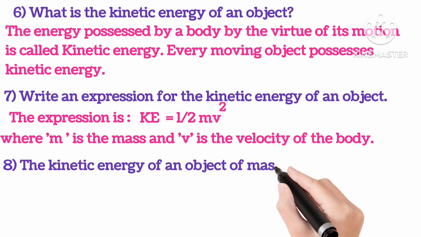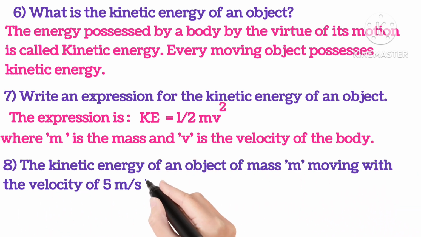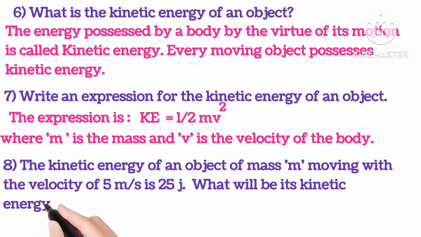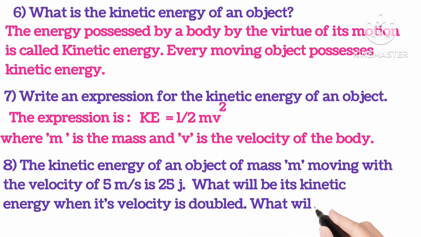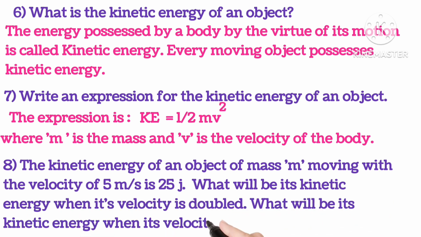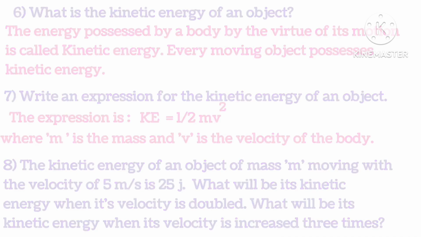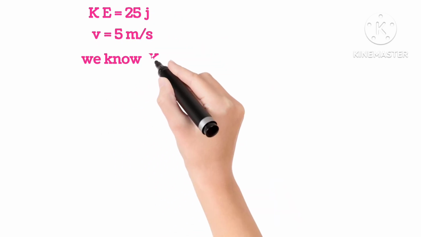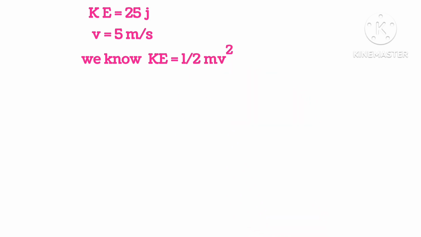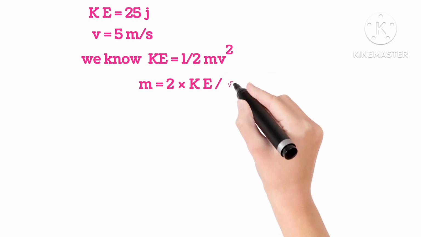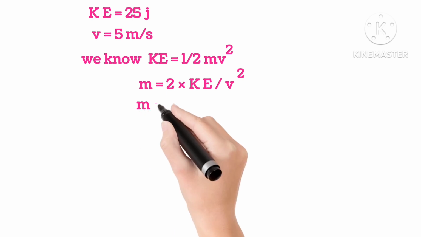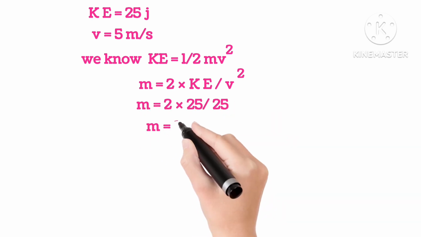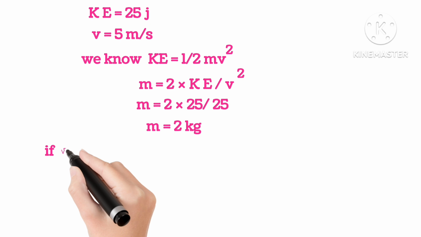The kinetic energy of an object of mass m moving with the velocity of 5 meter per second is 25 joules. What will be its kinetic energy when its velocity is doubled, and what will be its kinetic energy when its velocity is increased by 3 times? So kinetic energy is 25 joules, velocity is 5 meter per second. We know that KE is equal to half mv square. From that we can figure out mass, which is 2 into kinetic energy upon v square. Putting the values, we get mass 2 kgs.